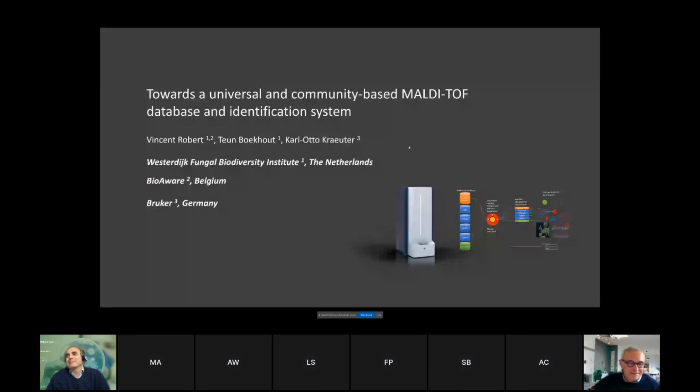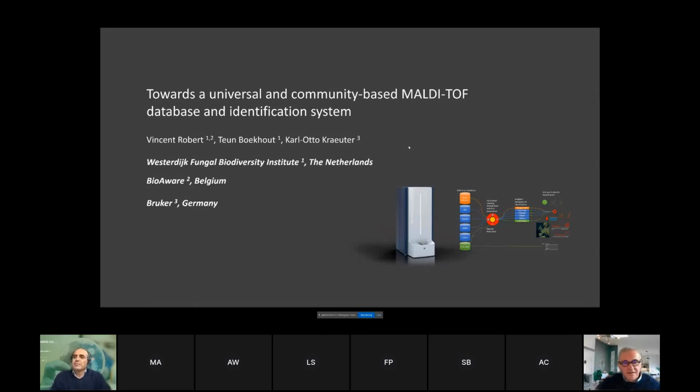So let's go straight. I'm sharing this presentation with Stone Boekhout from the Westerdijk Institute and Carlotto Krauter from Brugge, who helped me to create this presentation. I'm not a specialist, unlike the two previous speakers about MALDI-TOF, but I'm in this project because I'm a specialist of databases and software, and also used to be a specialist of yeast in the past.